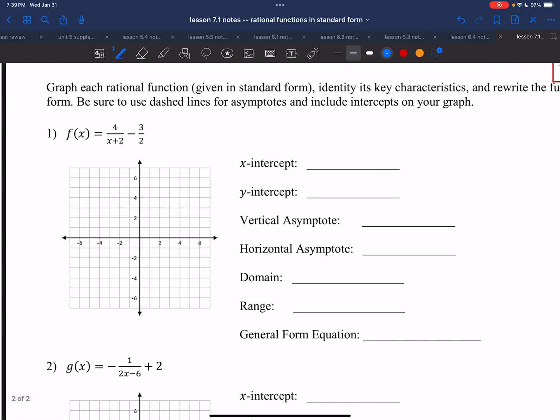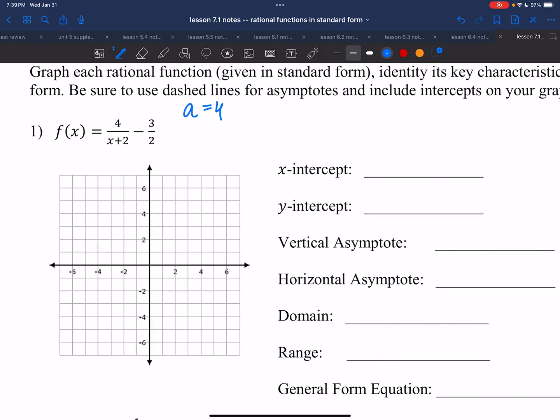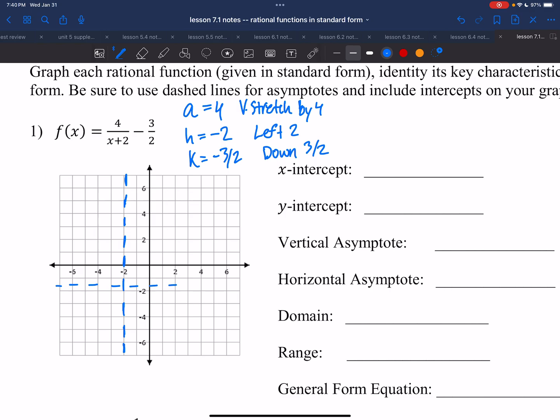So the first thing is I'm just going to analyze transformations. A is 4, H is -2, and K is -3/2. This means a vertical stretch by 4, but honestly, I don't care what you say. Say vertical stretch. This is moving left 2 and down 3/2. So my vertical asymptote is shifted left 2, so I'm going to put that here. And then it is down 3/2. I got to eyeball this a little bit, but instead of being at 0, I'm going to be at -1.5, so about halfway in between these.